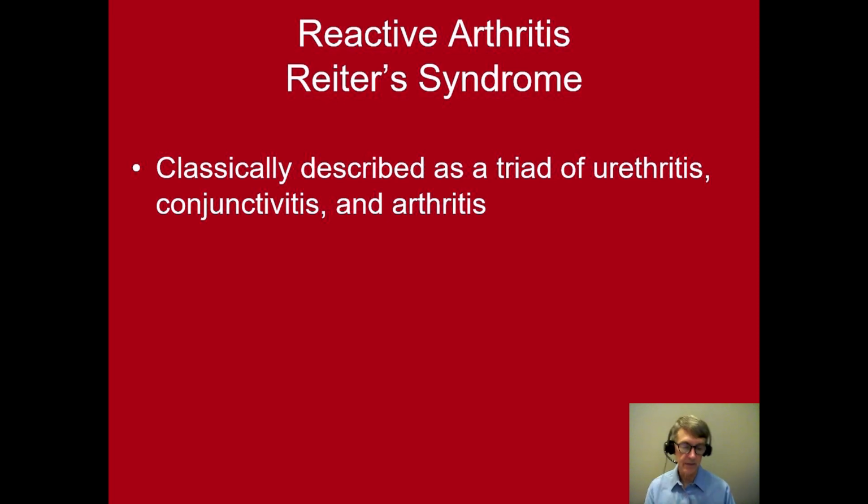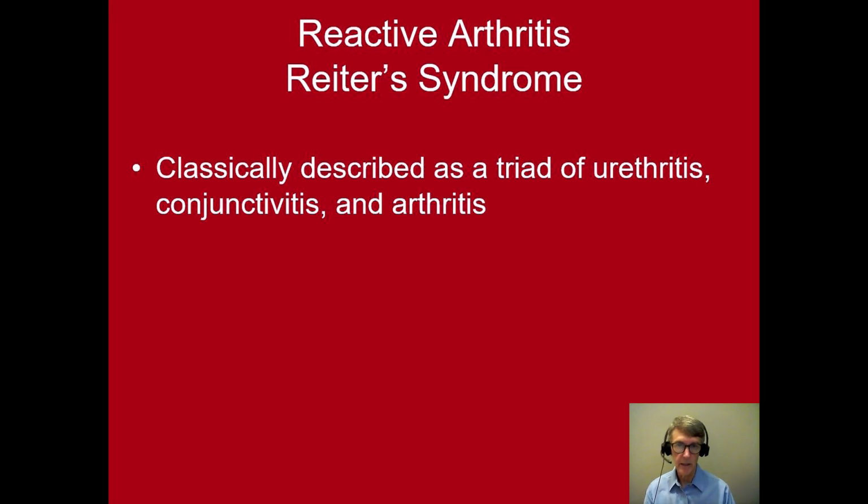So that's sort of the classic description. We're going to go through some pictures. As I mentioned, the classic name of this was Reiter syndrome. However, Hans Reiter was a Nazi. Actually, he was even involved in World War II, involved in human experimentation.